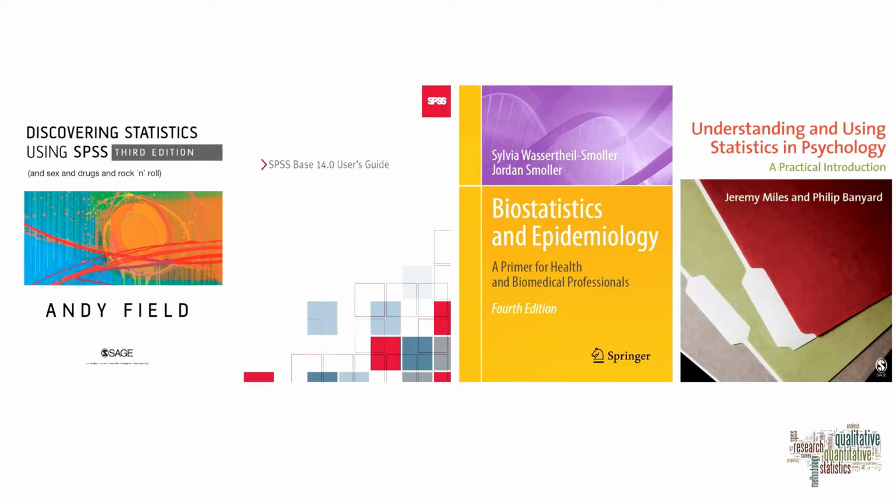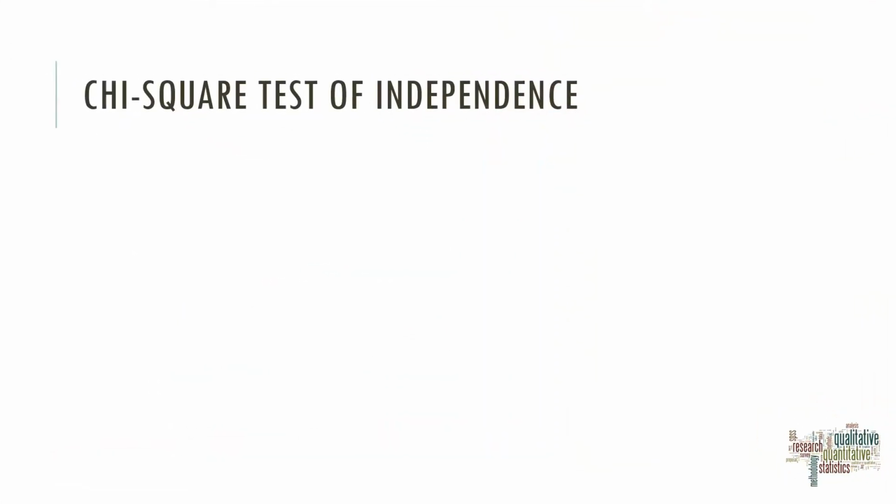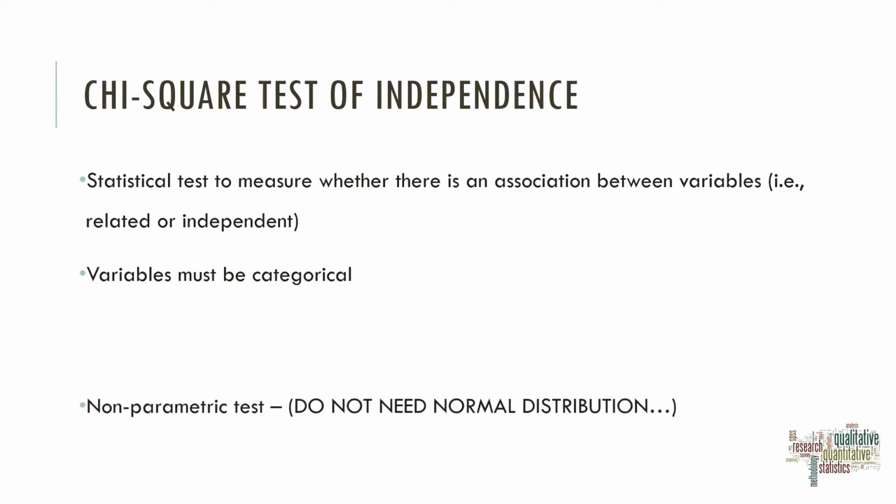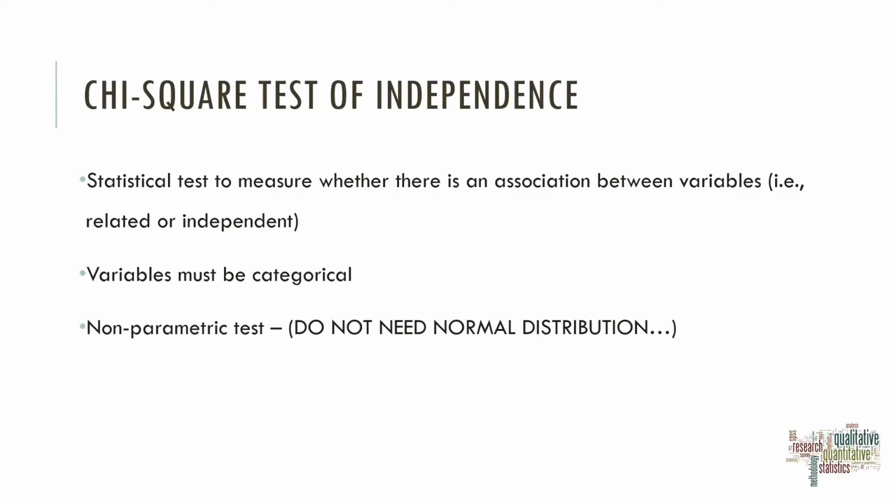So now let's look at the chi-square test. The chi-square test is a statistical test to measure whether there is an association between variables, but these variables must be related or independent. Another issue with this test is that the variables must be categorical. So they can't be continuous, they must be categorical, okay? And of course, this is a non-parametric test. We do not need normal distribution as an assumption to perform a chi-square test. Similar to correlations, this test does not provide any inferences about causation.